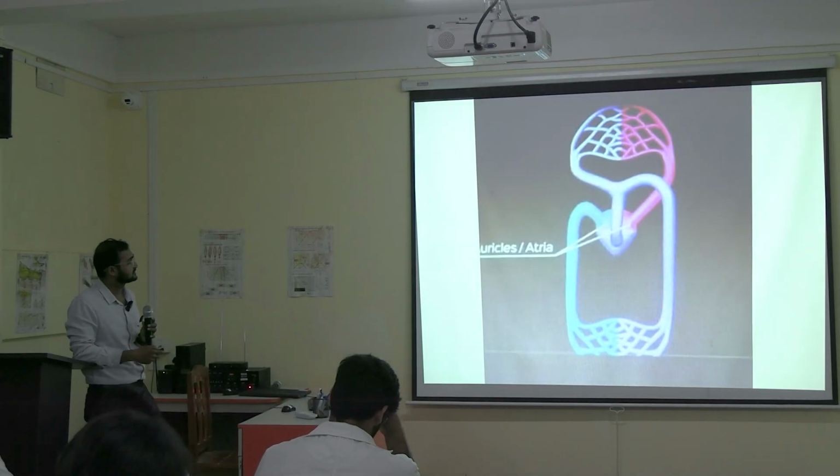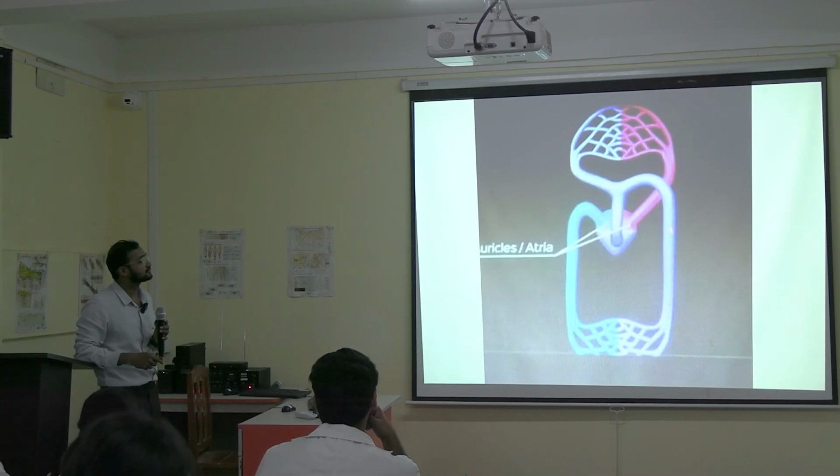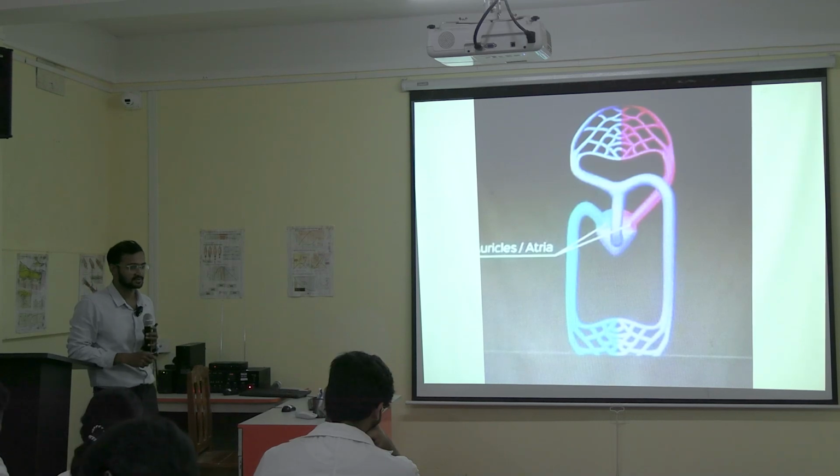So how does the heart of the frog look like? Can anybody tell? 3 chambers. So what are the chambers? 2 atria and 1 ventricle. Okay. So in humans or in mammals, there are 4 chambers, 2 atria and 2 ventricles. But in case of frog, it is 2 atria and 1 ventricle.